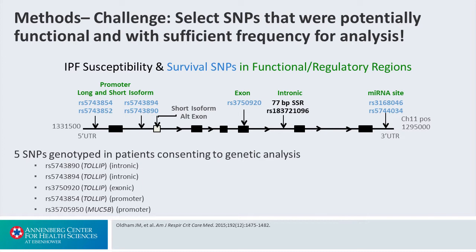And that's what this slide shows you. It shows you polymorphisms, DNA locations that influenced either the promoter region, the exon, which is the actual product level, or the microRNA binding site, which also limits production. And we knew that these SNPs were involved in susceptibility and survival and function. So we took a look at those and we added in the MUC5 promoter SNP because of its proximity and its high influence on outcomes.